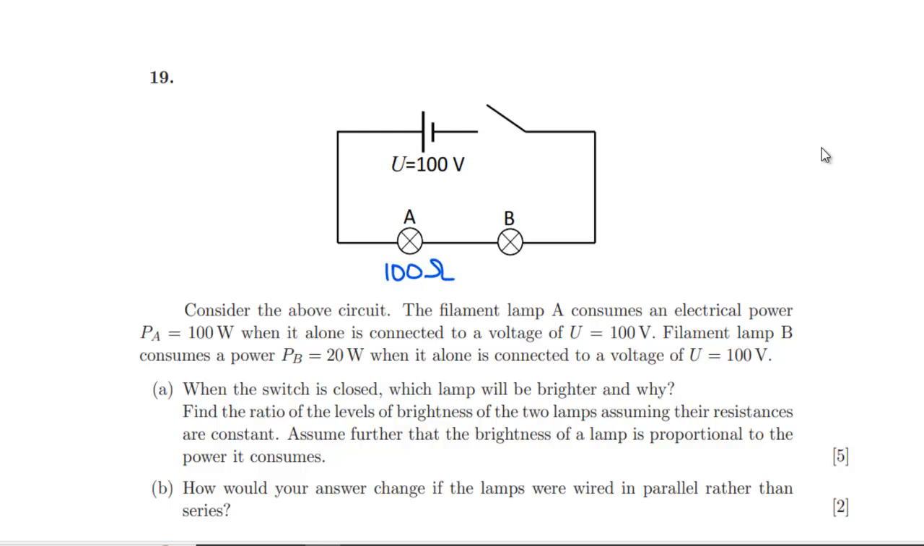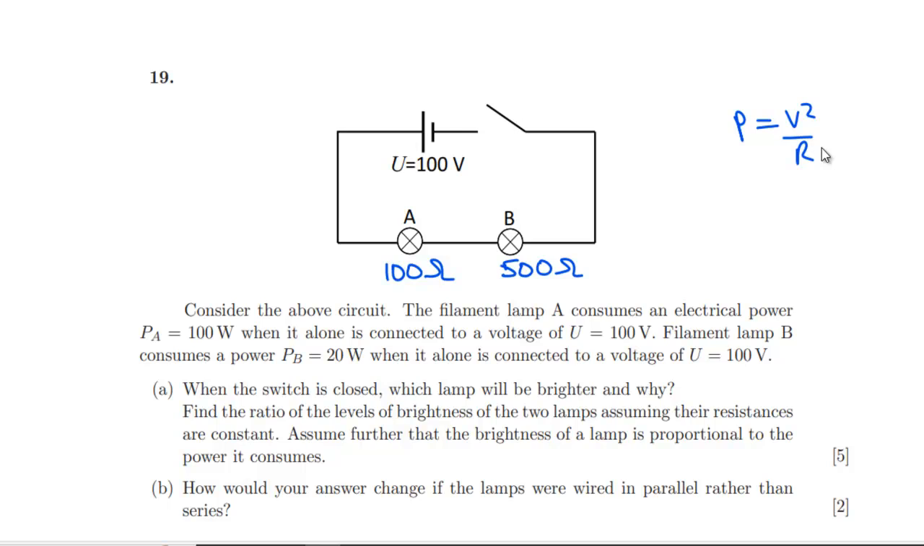And then for B, we're getting 20 watts from when it's connected alone to the same voltage. So it must have 5 times the resistance. This is all just coming off of power is V squared over R, so that makes it easy. Right, when the switch is closed, which lamp will be brighter and why? Find the ratio of the levels of brightness of the two lamps, assuming their resistances are constant. Assume further that the brightness of the lamp is proportional to the power it consumes.